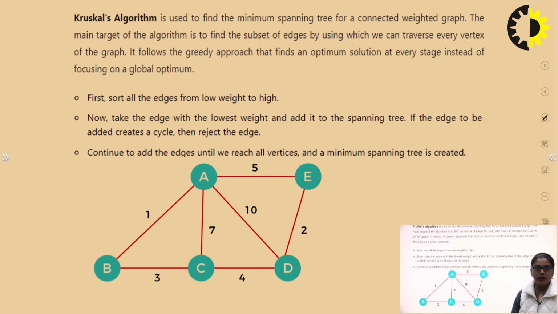So what is the algorithm about this approach? First, we have to sort all the edges by weight in ascending order. Now we take the edge with the lowest weight and add it to the spanning tree. If the edge to be added creates a cycle, then ignore this edge. Continue to add edges until we reach all the vertices and a minimum spanning tree is created. One thing to remember, in this approach we follow the concept of a forest.